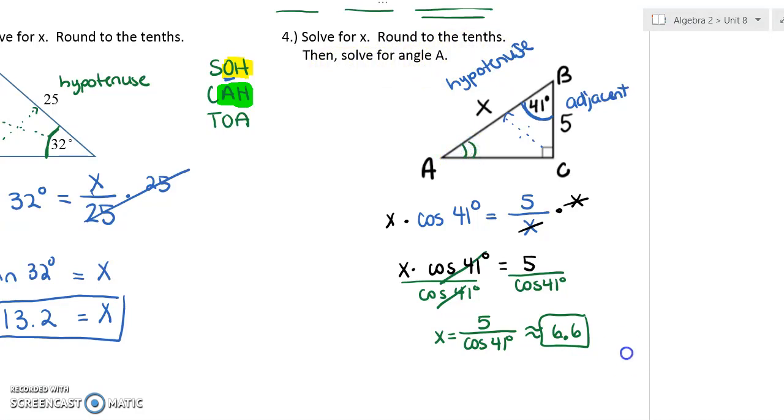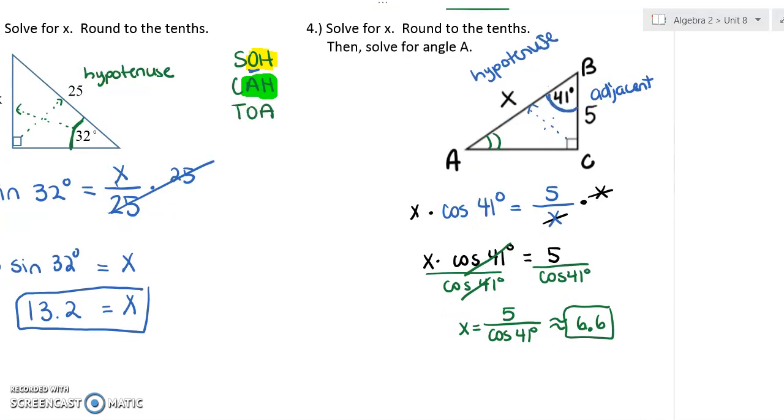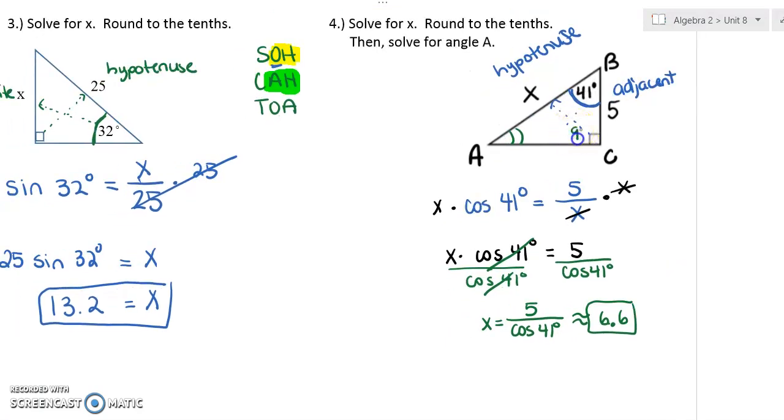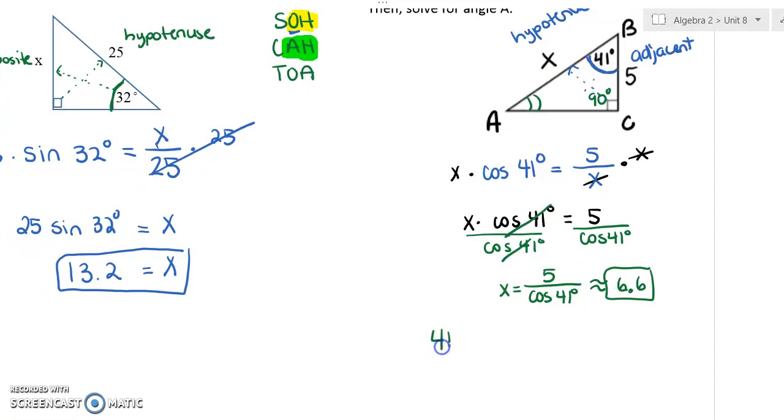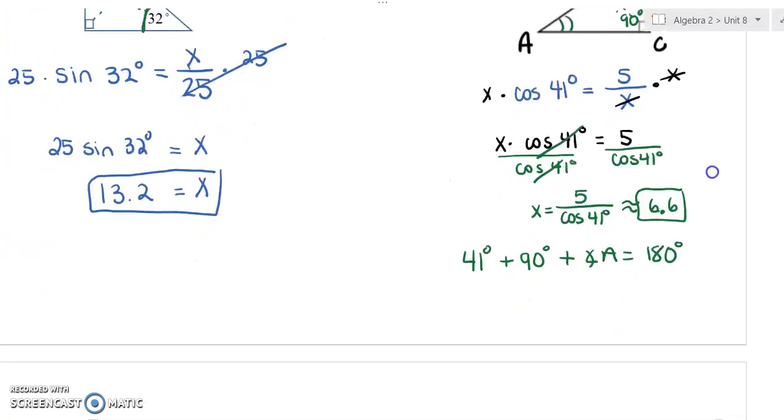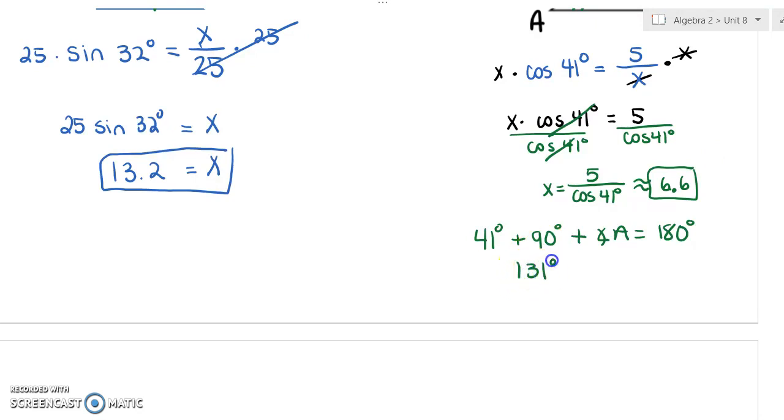So we have to use the idea that all angles in a triangle add up to 180. We know that the right angle is 90 degrees. We have 41, so we just need to figure out what this missing angle is, which is angle A. So we have 41 degrees plus 90 degrees plus angle A has to equal 180 degrees. We just do some algebra. Add them up. We get 131 degrees plus angle A equals 180 degrees. If we subtract 131 degrees to the other side, we get, oh no, that's not true, 49 degrees.